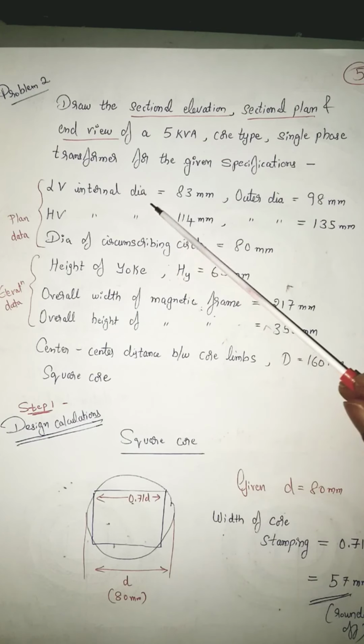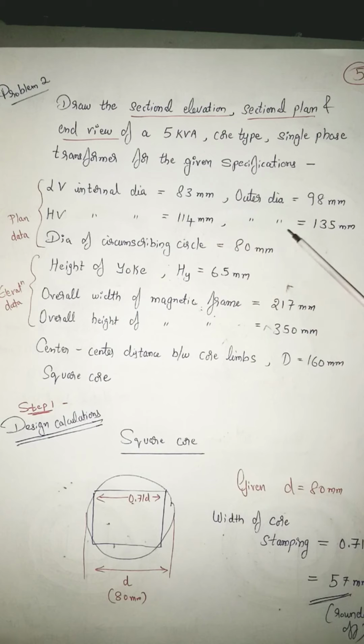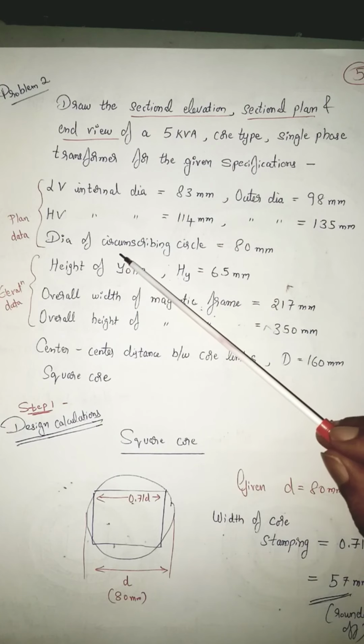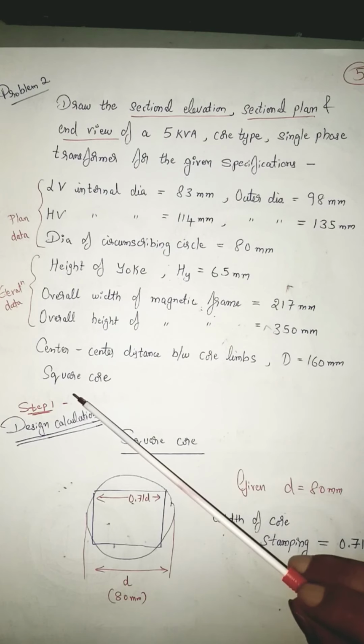LV internal dia 83 mm, outer dia 98 mm, HV internal dia 114 mm, outer dia 135 mm. Diameter of the circumscribing circle 80 mm. Height of the yoke HY is equal to 65 mm. Overall width of the magnetic frame 217 mm. Overall height of the magnetic frame 350 mm. Center to center distance between the core limbs capital D equal to 160 mm, and the type of core is square core.